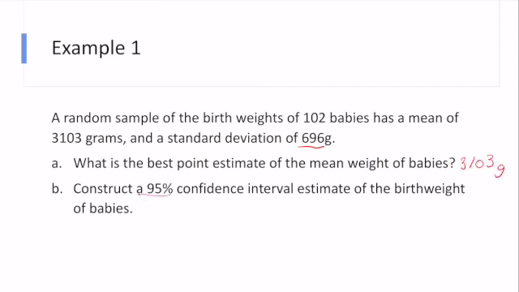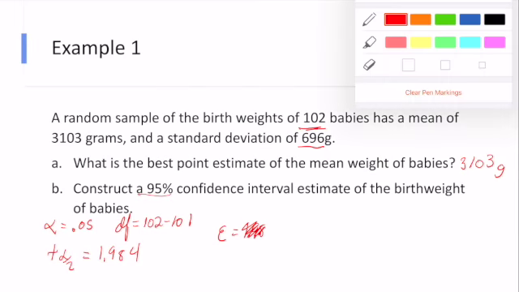Now I need to construct a 95% confidence interval, okay? That means that I need to find the t value in two tails when alpha is 0.05. My degrees of freedom is going to be 102 minus 1, which is 101. So I'm going to go to the t table, and I find a t sub alpha over 2 of 1.984. I can now calculate my error. Sorry, let me write out the whole formula for that for us.